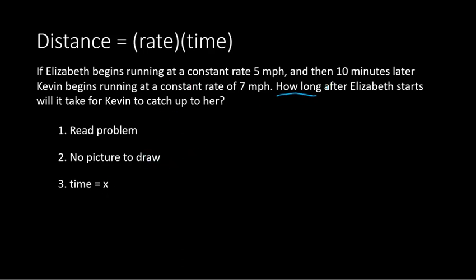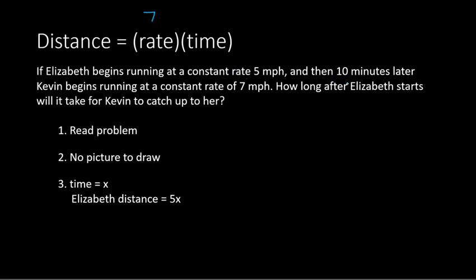So for Elizabeth, time, that is the x value, she's running at a rate of 5 miles per hour. So her rate is 5, her time is x, so her distance would be 5 times x, or 5x. Okay, now Kevin's distance we can figure out. So Kevin, he's running at a rate of 7 miles per hour.